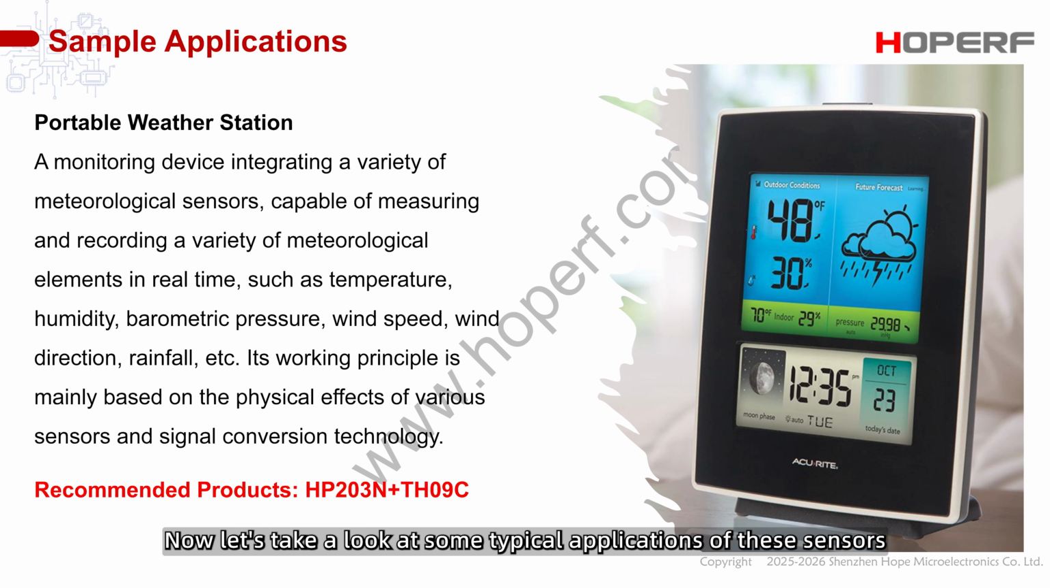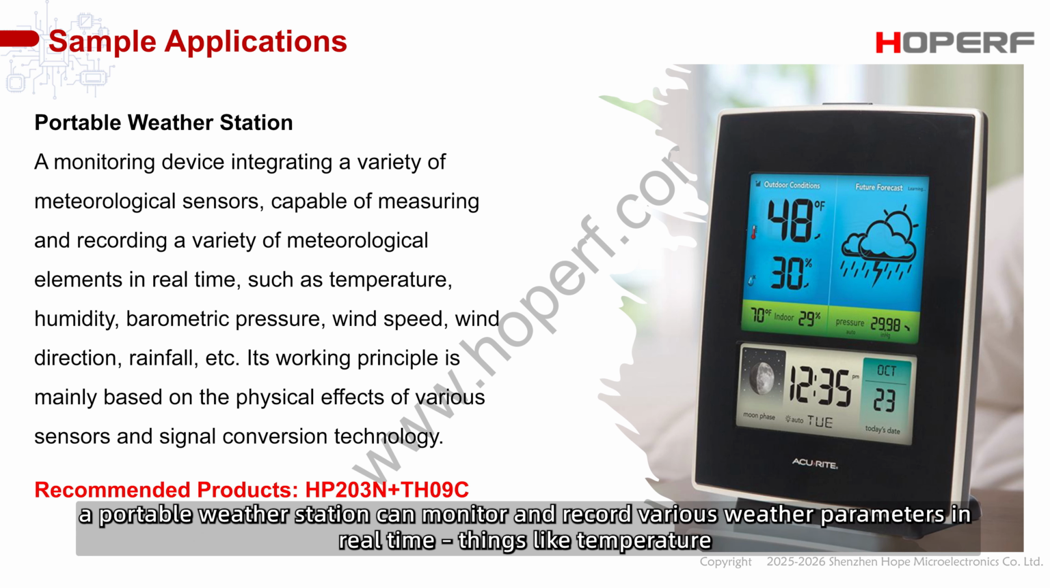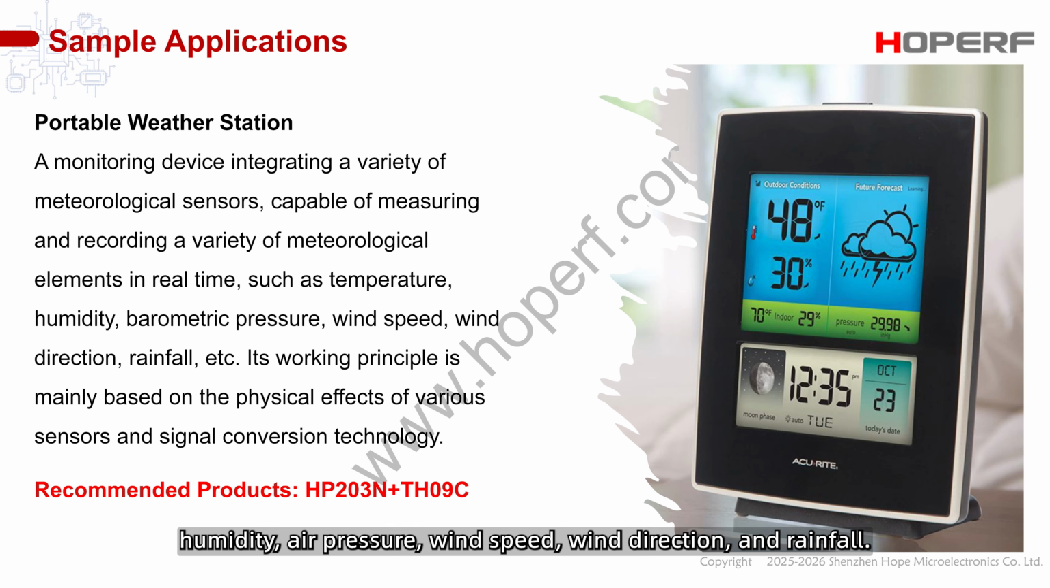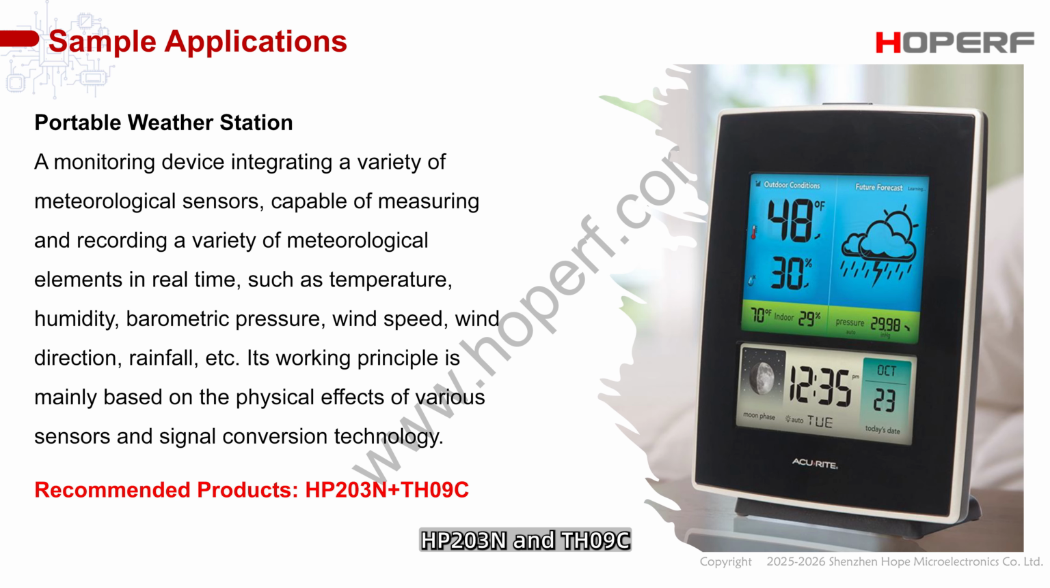Now let's take a look at some typical applications of these sensors. With the use of pressure sensors and temperature humidity sensors, a portable weather station can monitor and record various weather parameters in real time. Things like temperature, humidity, air pressure, wind speed, wind direction, and rainfall. Recommended products: HP203N and TH09C.